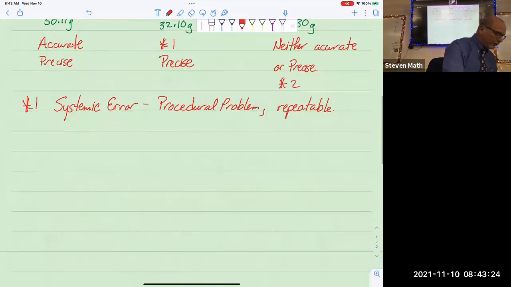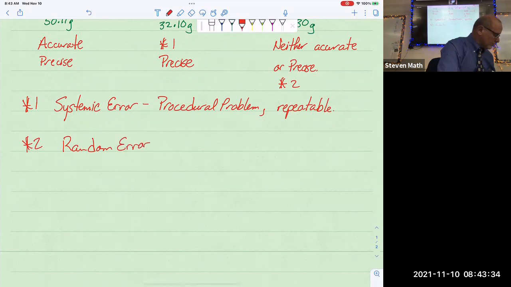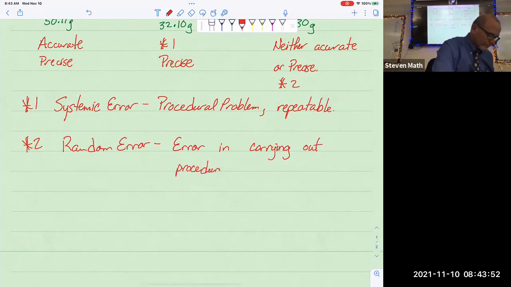Okay. Error number 2 is something we're more familiar with. This is going to be random error. This is an error in carrying out the procedure. The procedure was okay, but we made a mistake. Most commonly, this is human error.